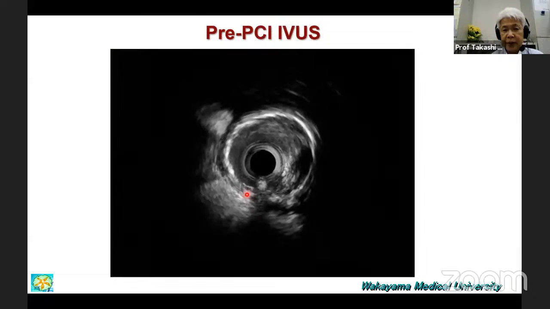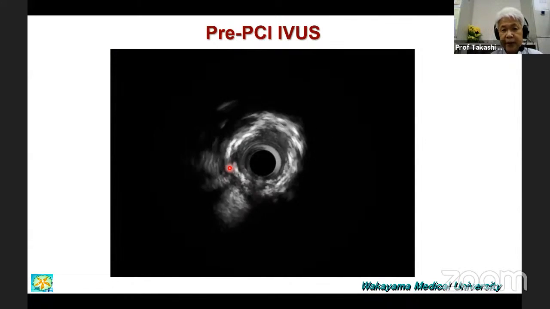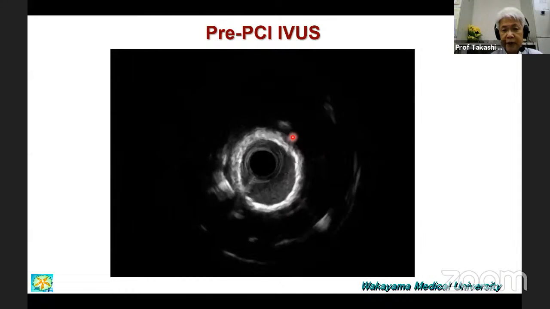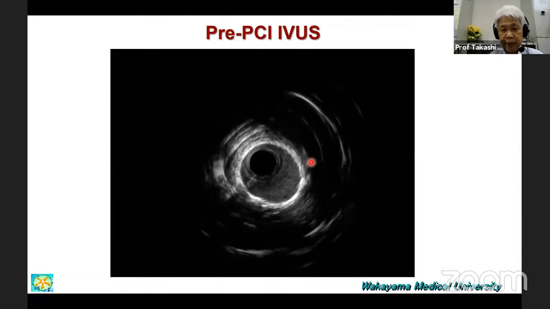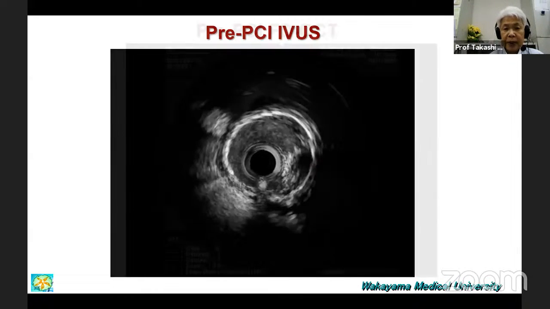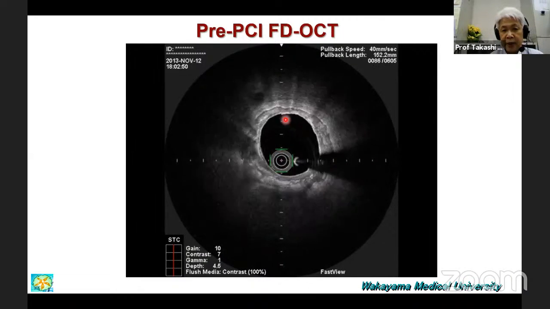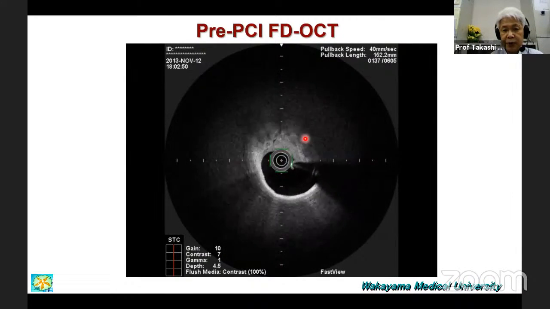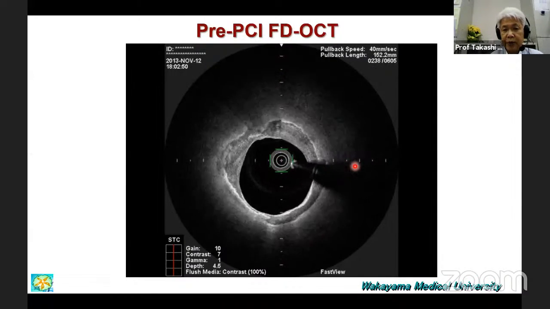And in this case, we did an IVUS first. Luckily, we could pass the IVUS, and we can identify lots of calcium as shown in this movie, but we cannot identify the thickness of the calcium. Therefore, we did an OCT. You can clearly identify the circular calcium from the distal to the proximal site, as shown in this slide.